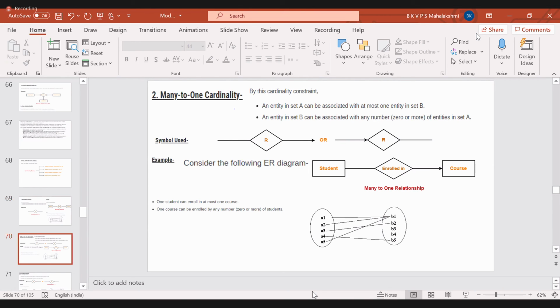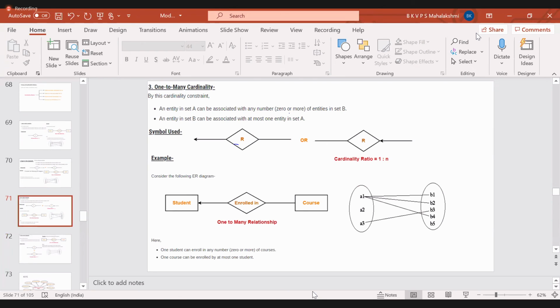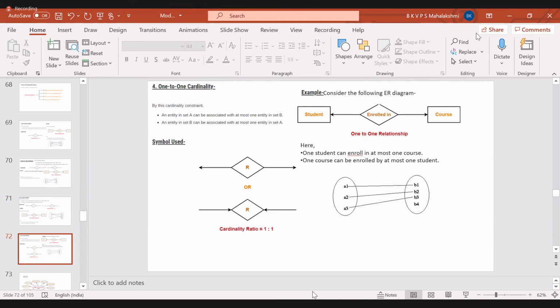So it means that many to one. So many number of students can register, okay, the same course, but they have to register only one course. See here, A1 is registering enrolled to only one course, B1 only, A2 also B1, A3 B2, A4 B5, A5 also B1. So this is what many to one. And this is what 1 to many. And this is 1 to 1.